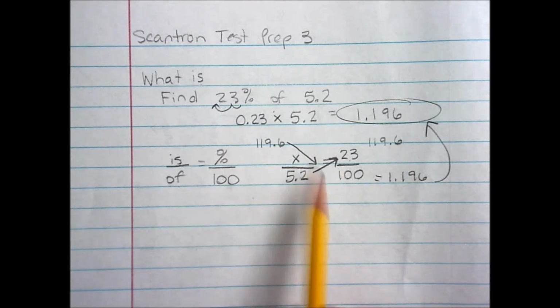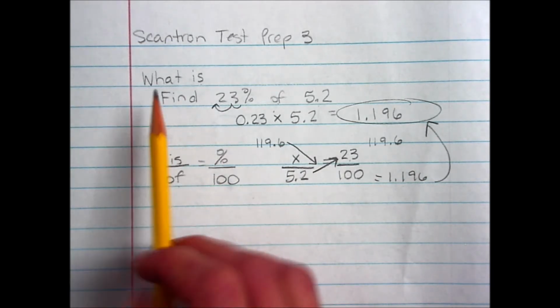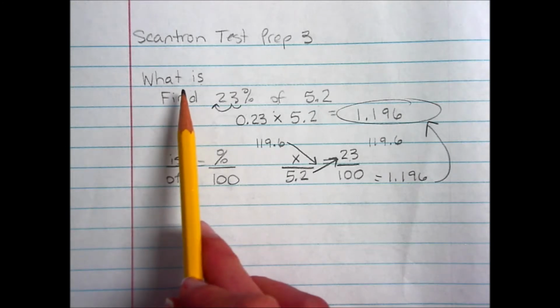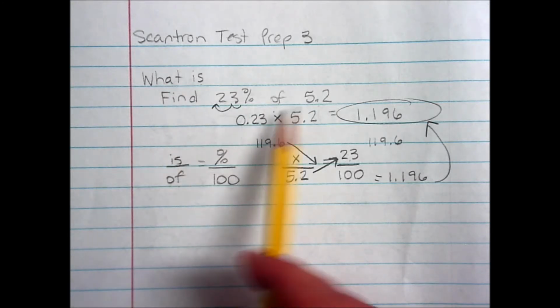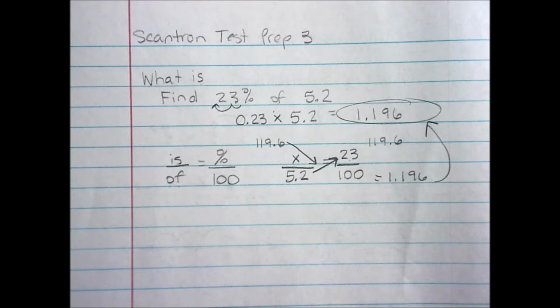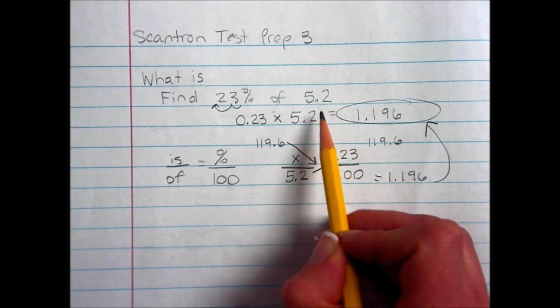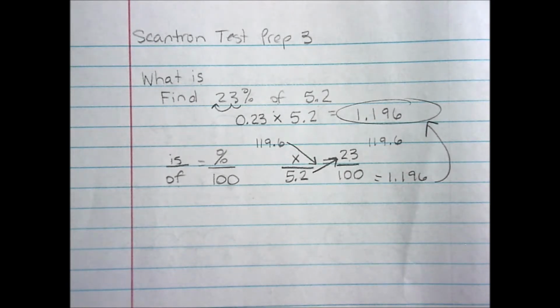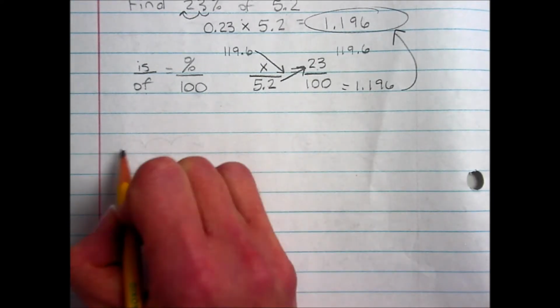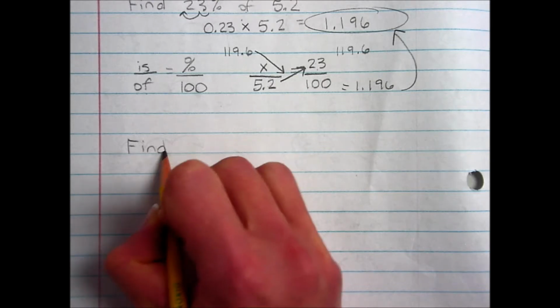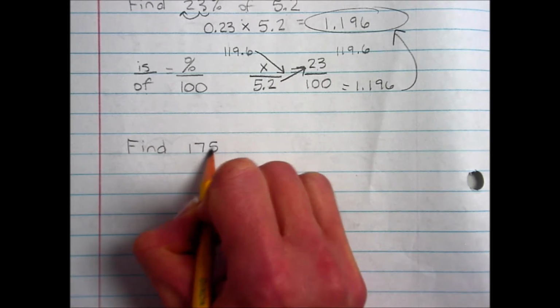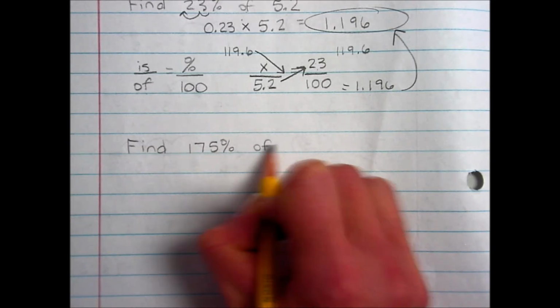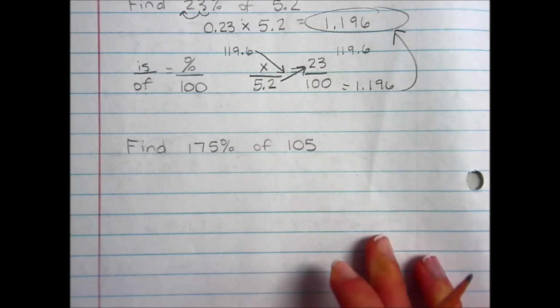But if you have other questions later that say maybe 23 is 35% of what number? So when it changes and places the x in a different place, then you will need to set up your is over of equals percent over 100. Okay, so we're going to try another sample. We're going to find 175% of 105.